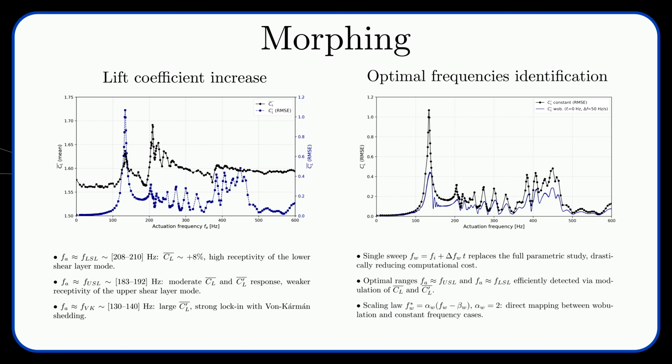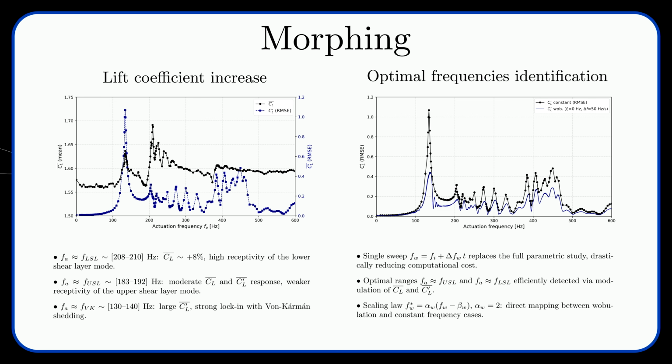To overcome this limitation, an approach called Wobulation was explored, consisting of a linear sweep of the actuation frequency over time. The key idea is that a single simulation sweeps continuously through a wide range of actuation frequencies, allowing the identification of optimal frequency ranges in one single computation and drastically reducing the computational cost.